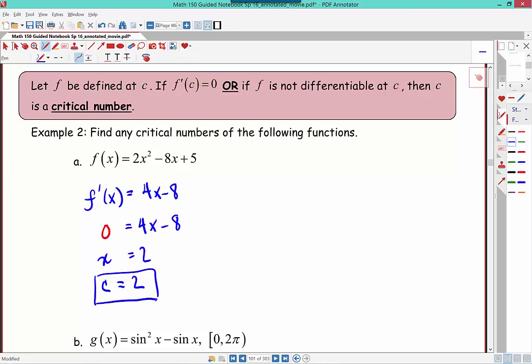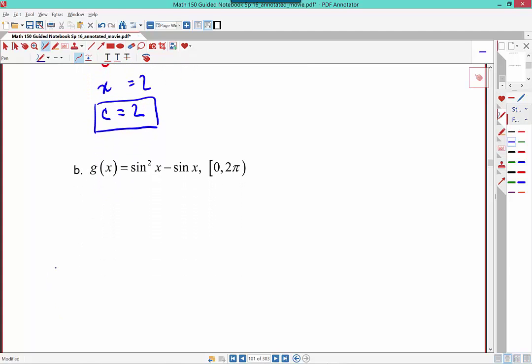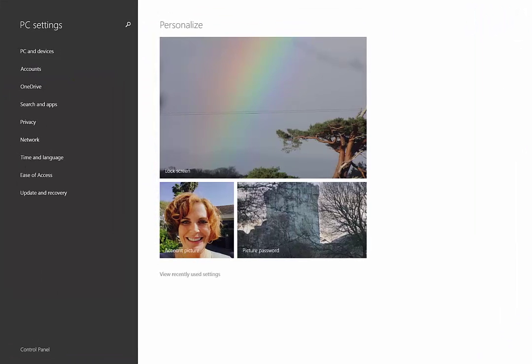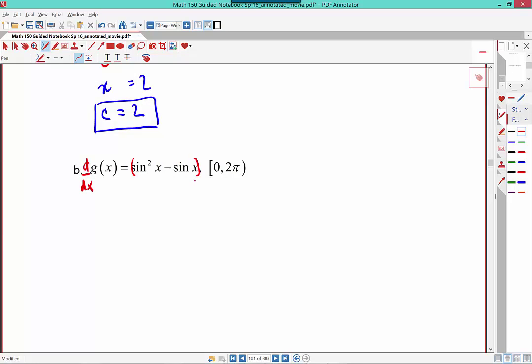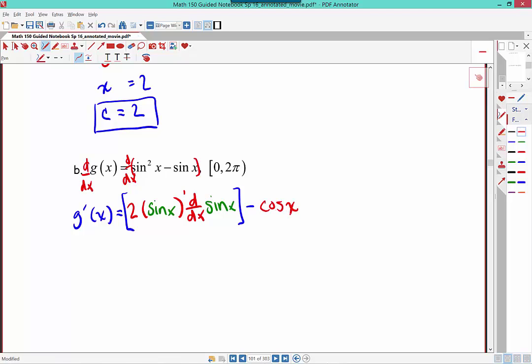Okay, so far? Awesome. All right, what about this guy? Well, what do you think we do? Beautiful. You find the zeros of the derivative on this interval. So let's check it out. g prime at x is going to equal, so remember that chain rule, 2 times something to the 1 power, our something is sine at x, and then we want to find the derivative with respect to x of that something, sine at x. And then don't forget that we still have to take care of the minus sine at x. So the derivative of sine at x is, good, cosine at x. Good so far? Awesome.